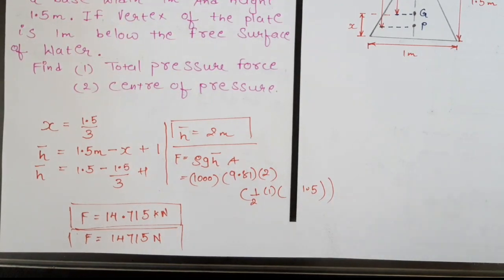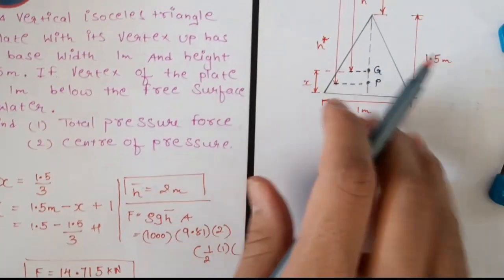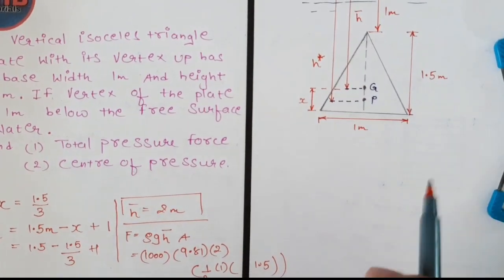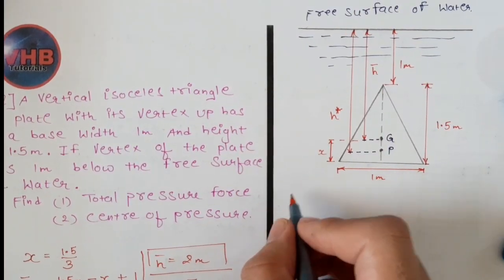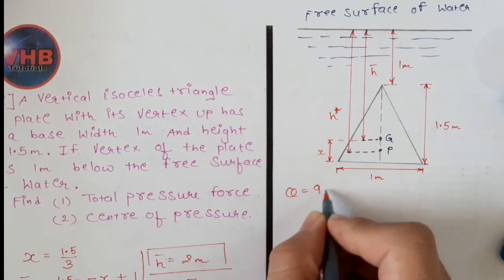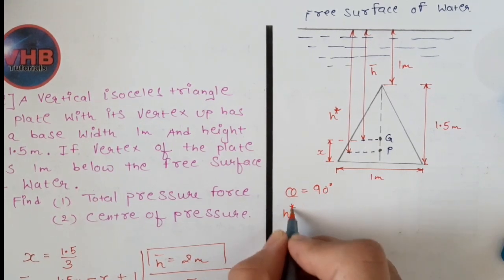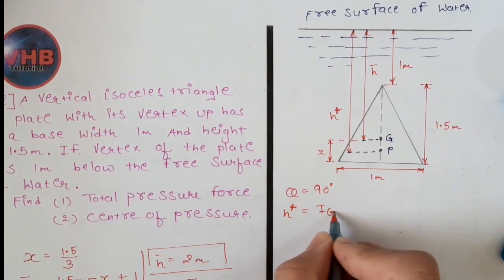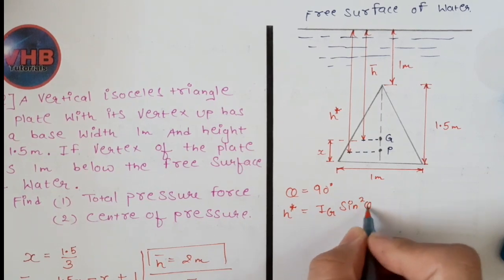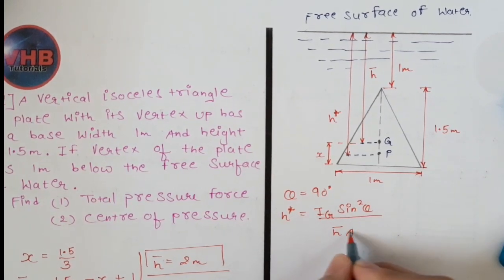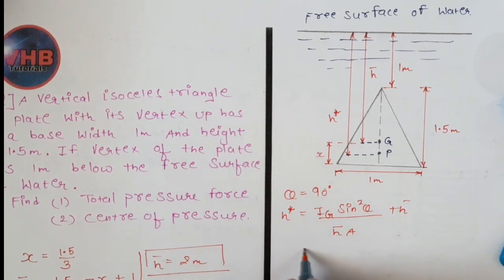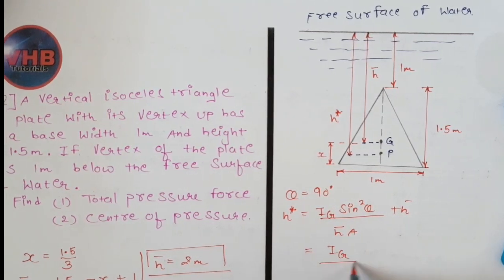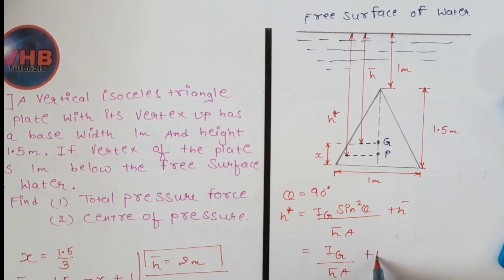Now we will find the center of pressure for this isosceles triangle plate. As the plate is kept vertical to the free surface of the liquid, theta will be 90. So H star is equal to Ig into sine square theta divided by H bar into A, plus H bar. If you put theta equals 90, then sine 90 equals 1, and we get Ig upon H bar into A, plus H bar.